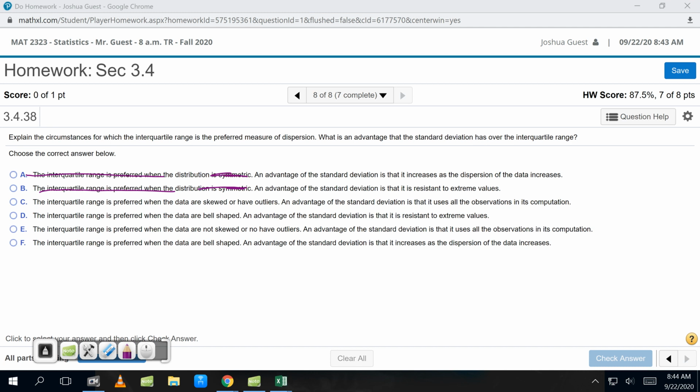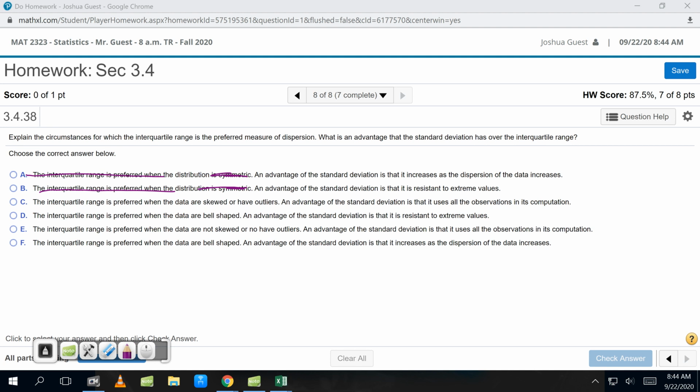The interquartile range is preferred when the data is skewed or has outliers, and the advantage of the standard deviation is that it uses all the observations in its computation. That sounds really good. The standard deviation uses everything, and that's an advantage it has. The interquartile range is the middle 50%. It leaves things on the outside out of it. So C sounds like a really good answer so far.